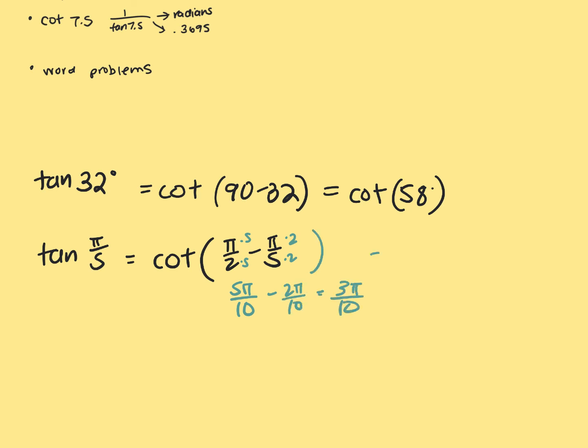So this would be cotangent of 3 pi over 10. So there's two parts to that cofunction. The one is what pair goes with what. Sine goes with cosine, secant goes with cosecant, tangent goes with cotangent. And then the second part is finding the complement. So if it's in degrees, it's 90 minus that angle. If it's in radians, it's pi over 2 minus that angle.